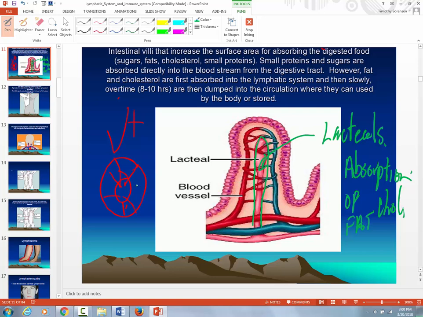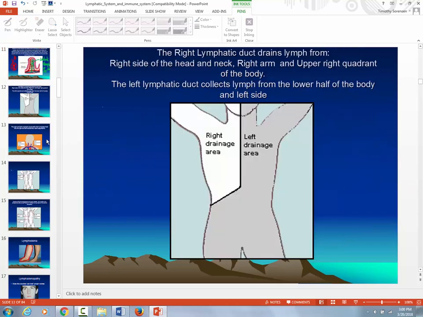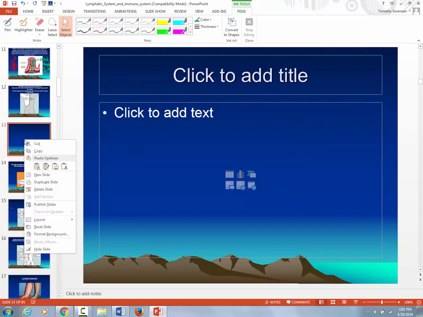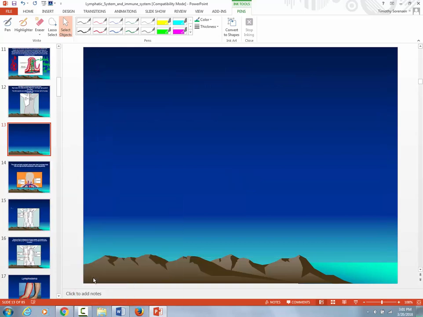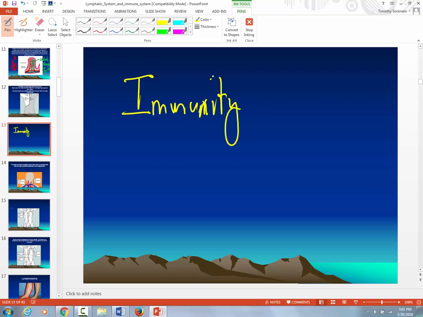That's another function. But probably the most important function of the lymphatic system is involved in immunity, and this is where we're going to spend a lot of our time. So what does immunity mean? It's your body's defense. But what does the word immunity mean?